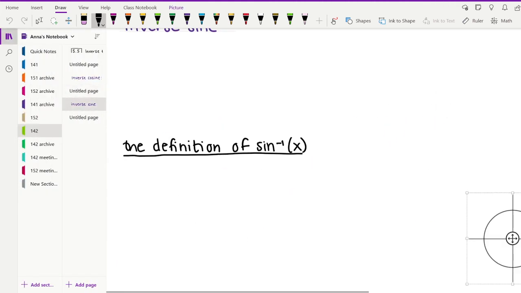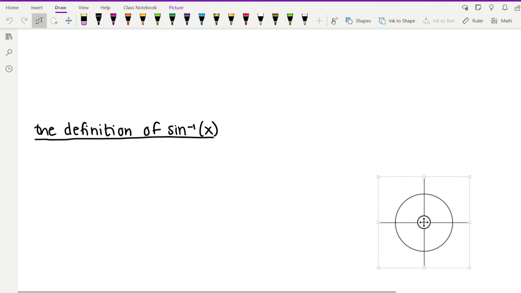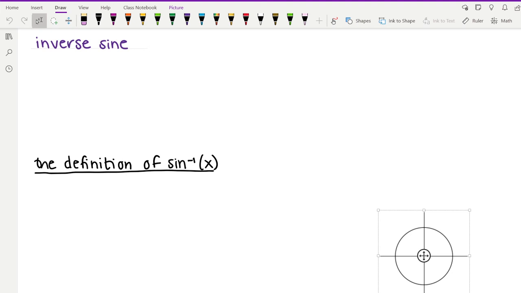Okay, so I want to now talk about inverse sine. Just like with inverse cosine, we have a definition, and we're going to have a restriction for what part of the unit circle we're going to be looking at, and it's actually a little bit different for inverse sine. So the one thing that's going to be different here is really the part of the unit circle we're looking at. But let me just write down some general information here.